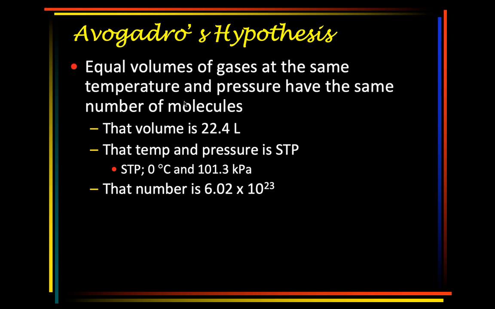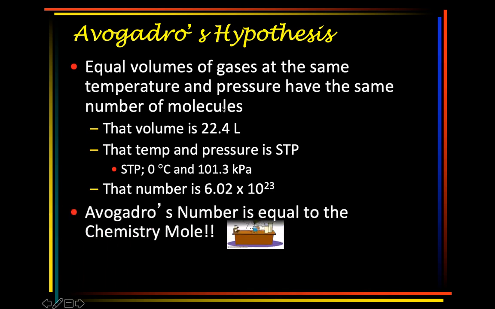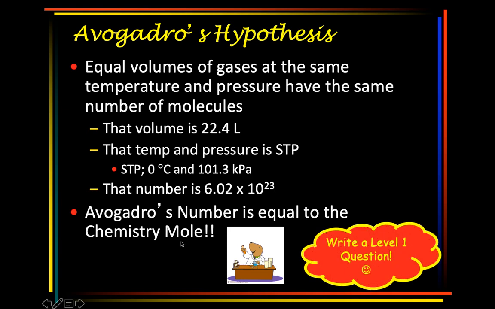So it makes sense. It turns out that if you have 22.4 liters of gases at 0 degrees Celsius and 101.3 kilopascals, you will have 6.02 times 10 to the 23rd molecules. That is known as Avogadro's number, and it's equal to this thing called the chemistry mole. So mole is the grouping word for a huge number of particles, whether they're molecules or atoms or formula units. We'll talk about that later, but that's the idea of the mole.